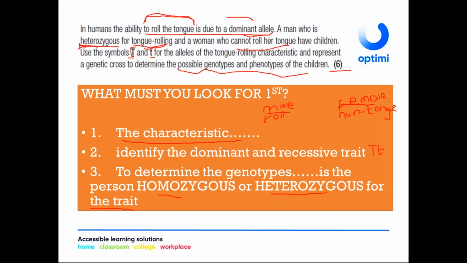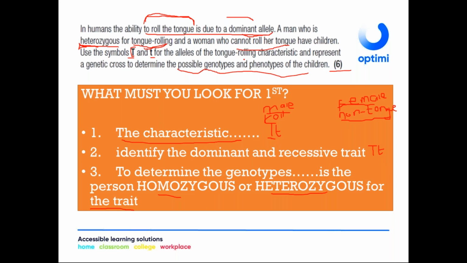Let's start with the father. The father was heterozygous, so this means that he's got different letters. One will be a capital letter T and the one will be a small letter t. We must have that capital letter T because he's a tongue roller. He's got this dominant allele.